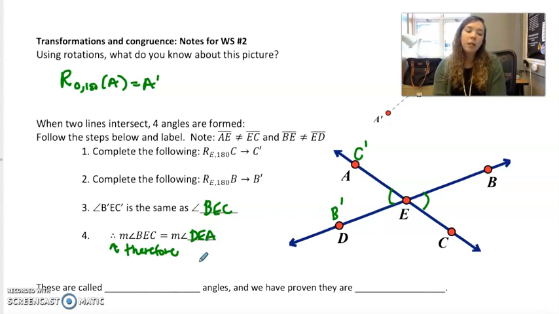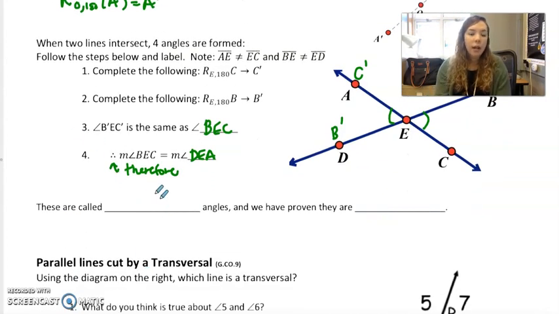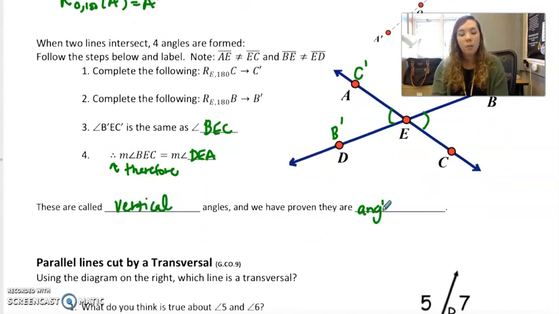Okay, we will get into proofs more in this unit after today, but really you're just taking the steps to show that something is always true. We're proving something that we know to be true. These are called vertical angles, and we have proven that they are congruent. And we talked about vertical angles yesterday too, but now you know they're always congruent.